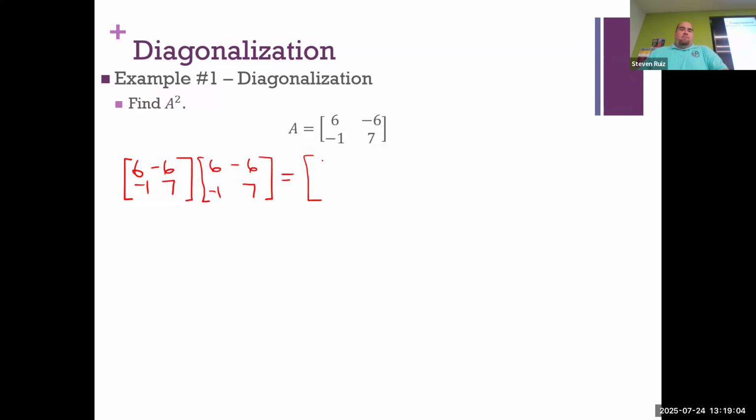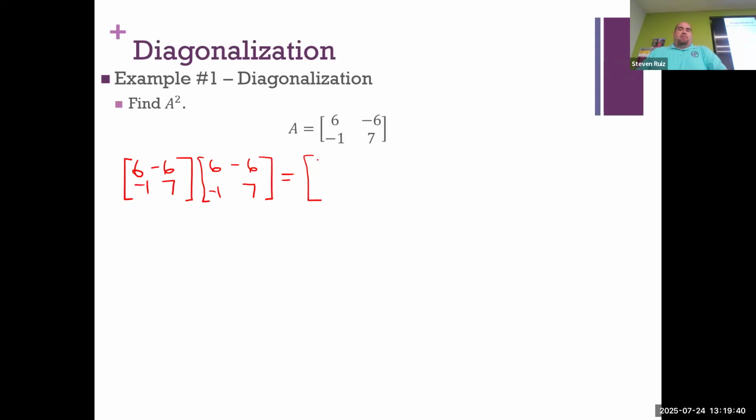36, 36, 1/4. 36, 36. And what? 1/4. Like 1. I think that looks to me like you're multiplying the corresponding elements. Oh, right. That is not how we do multiplication. So yeah, let's refresh that. If I want to find what goes in the first row, first column, how do I get there? 6 times 6 plus negative 6 times negative 1.